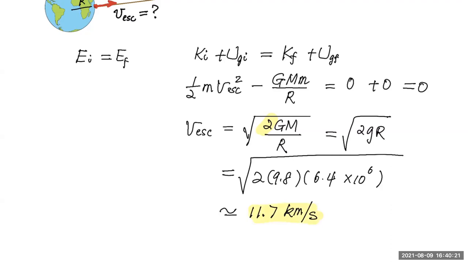You compare that with the speed needed to go around the Earth. That's 9.7 kilometers per second. This is 11.2. Okay, this is 11.2. So this is even faster. So we got that from the conservation of energy. So that's another example of the power of the conservation law at work.